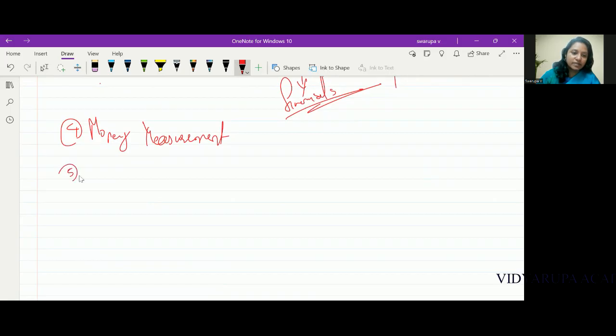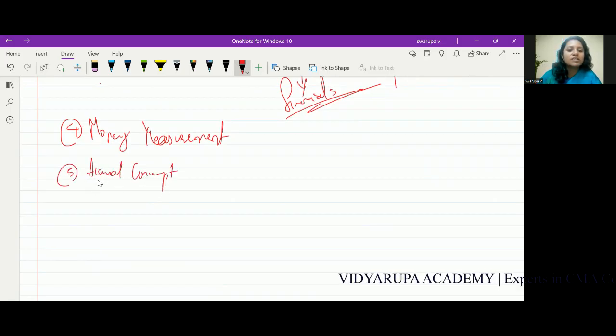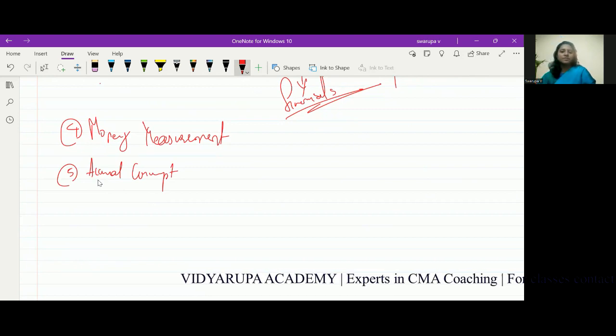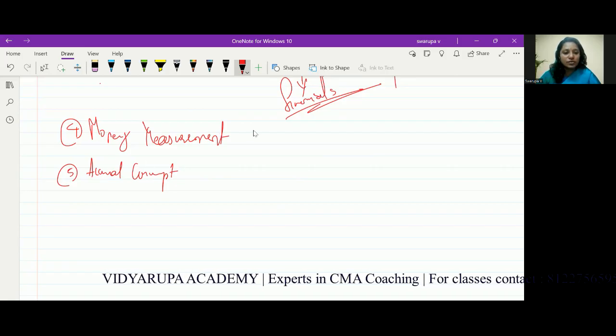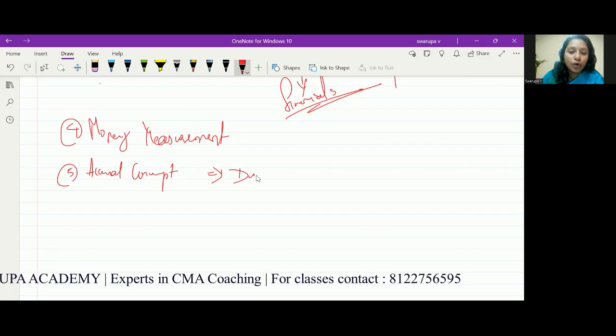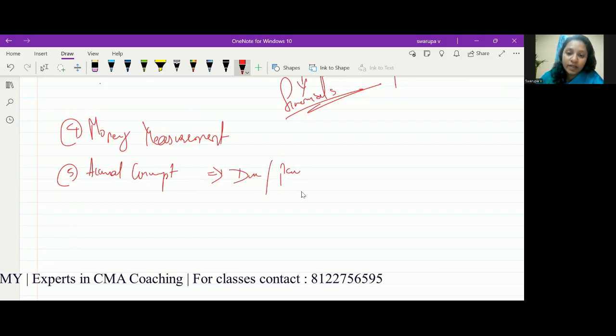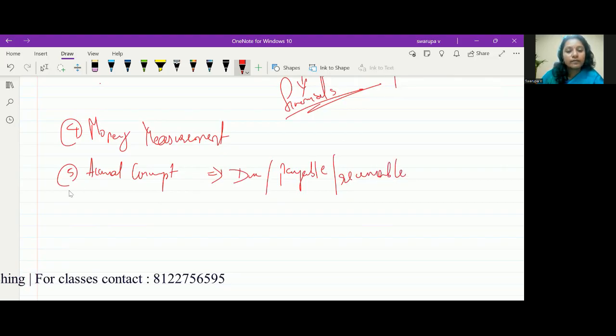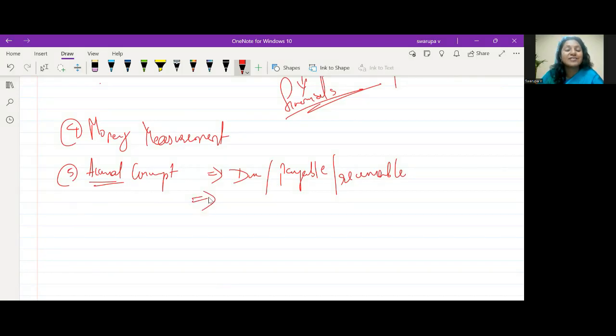Accrual concept. The accrual concept is one of the most important concepts. What does the accrual concept say? What does accrue mean? Accrue means that which is due or payable or receivable. This is known as the accrual concept. Now we will record expenses based on the accrual concept.